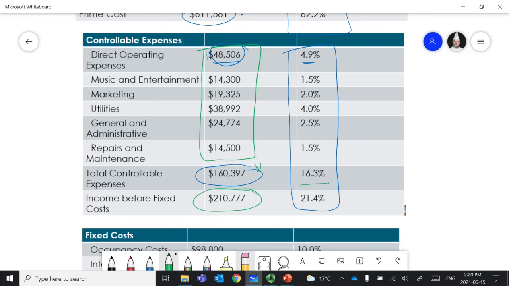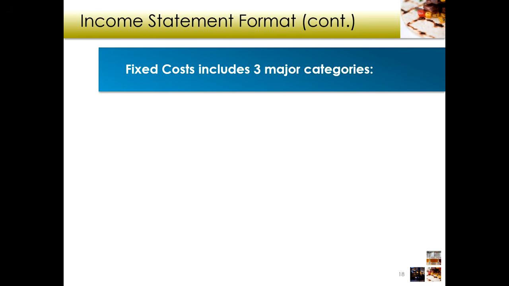Out of our $982,000, we have $210,777 left. Seems pretty good, right? Well, we still have to get to fixed costs. So fixed costs, we have 3 fixed costs, right? We have occupancy cost. So that's rent, property taxes, and property insurance. Those don't change from month to month.